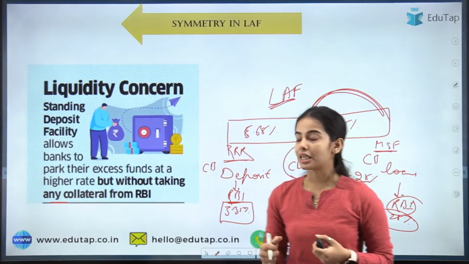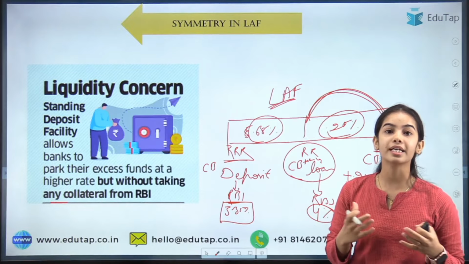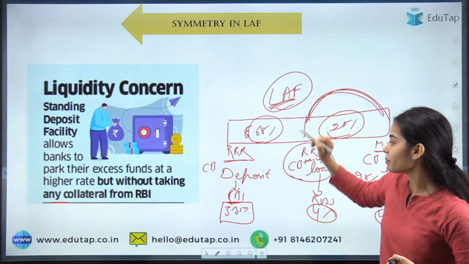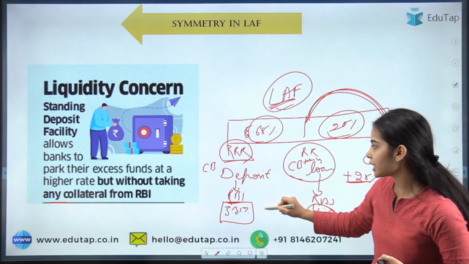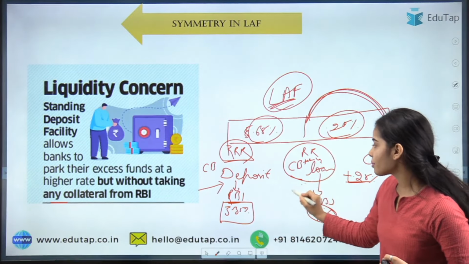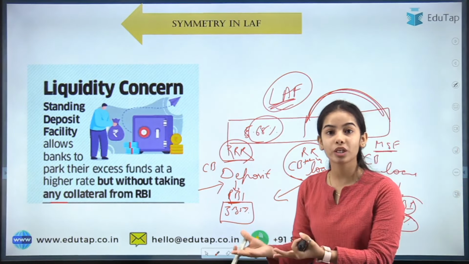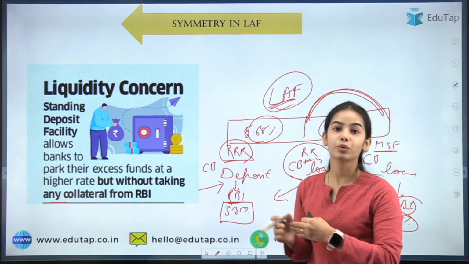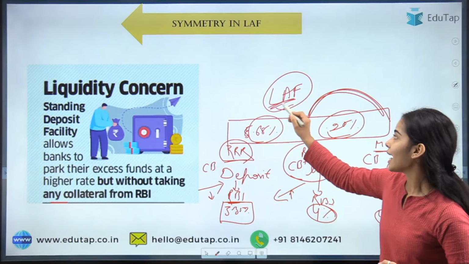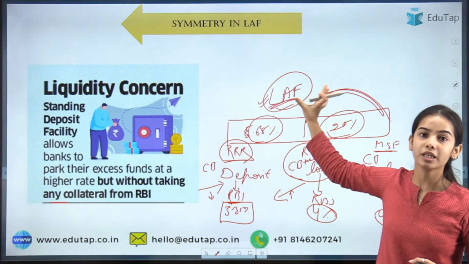So there is no symmetry in this LAF corridor, the liquidity adjustment facility corridor. It is called liquidity adjustment because through the reverse repo rate, liquidity is sucked out, the deposits are taken, so the money is being taken by the RBI. Through the repo rate, the money is being given by the RBI. The RBI is giving loans to the commercial banks, giving them more money so that they can give more loans to the people. So this is increasing the liquidity, this is decreasing the liquidity, and that's why we call it LAF, liquidity adjustment facility.